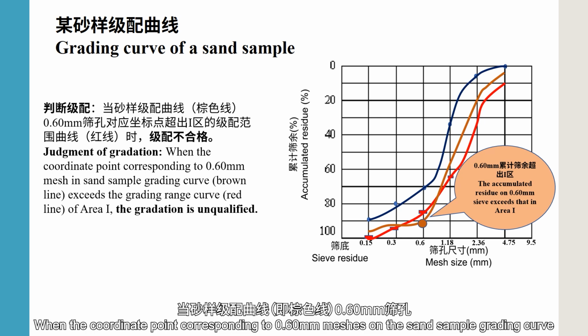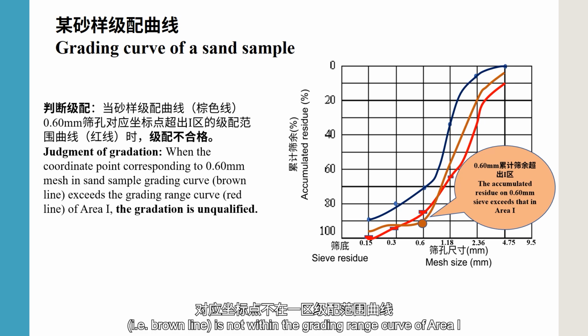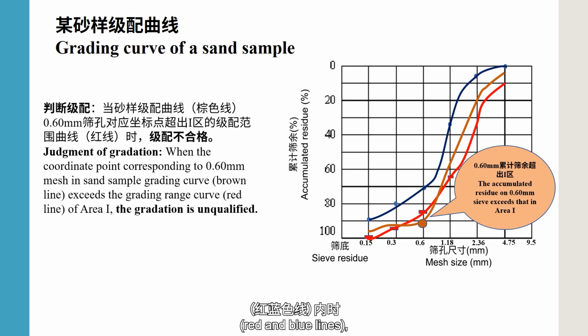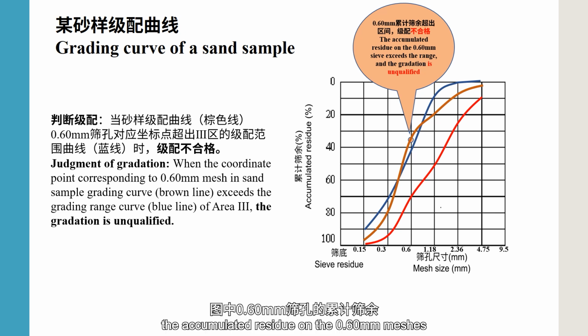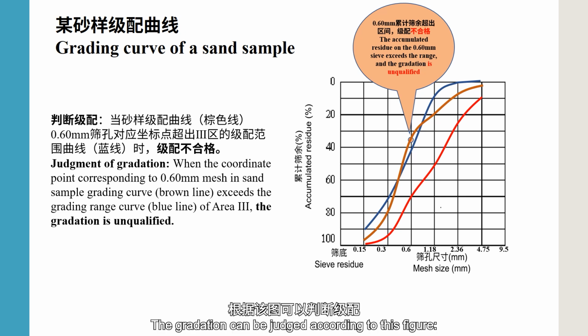When the coordinate point corresponding to the 0.60 mm meshes on the sand sample grading curve, that is, the brown line, is not within the grading range curve of Area 1, the red and blue lines, the gradation is unqualified. As shown in the sand sample grading curve in Figure 5, the accumulated residue on the 0.60 mm meshes has exceeded the grading range curve in Area 3. The gradation can be judged according to this figure.